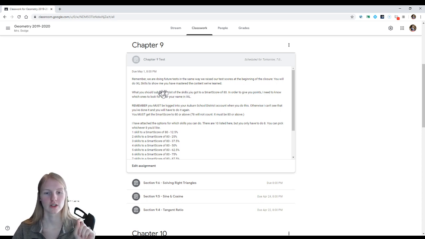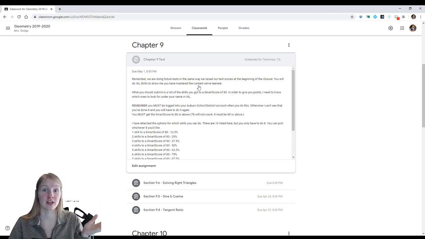So what you should do is submit a list of the skills you got to a SMART score of 80, because in order to give you points, I need to know which ones to look for under your name in IXL. So you do need to submit this assignment. You can't just do the IXL skills and not submit this assignment. Otherwise, I don't know that you've done the skills in order for me to go grade it. So make sure that you turn this in if you want a test score.